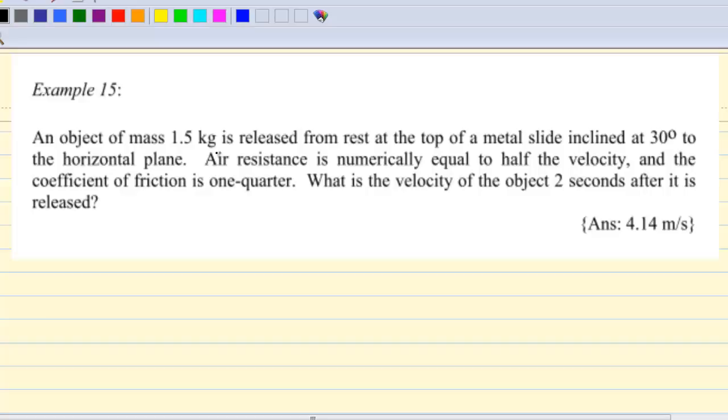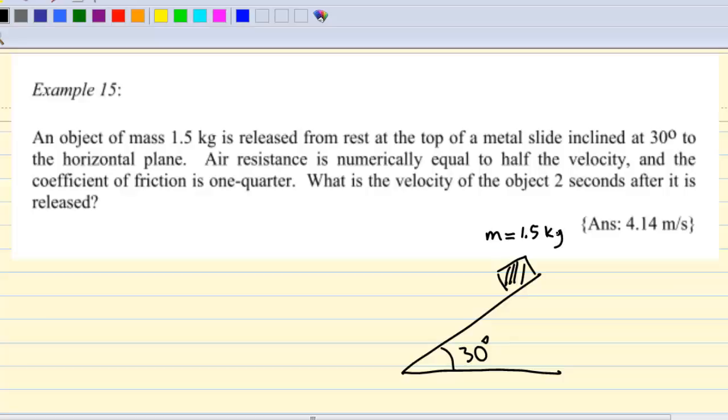An object of mass 1.5 kg is released from rest at the top of a metal slide inclined at 30 degrees to the horizontal plane. Let's picture the diagram. You have an inclined plane, inclined at 30 degrees. The object, the mass, is sliding down the inclined plane. The mass is 1.5 kg. The direction of motion is downward along the plane.